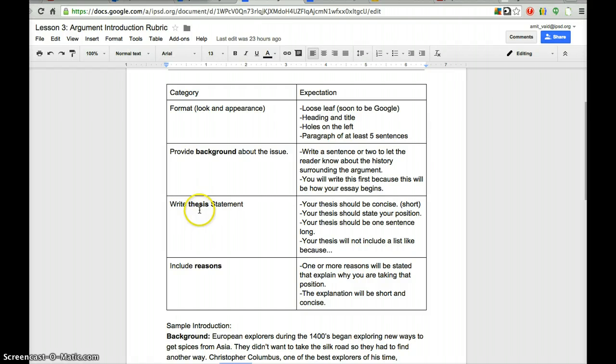There's also this piece called a thesis statement. It's a topic sentence. In this case, it's your position. It should be short, and your thesis is going to state your position, whatever stance you're taking, whatever side you're taking, whatever you believe, your opinion. This thesis is your position. It's going to be a sentence long, and it's not going to be a list.